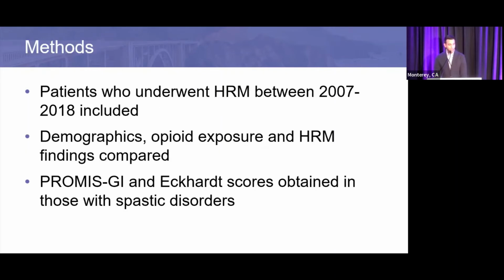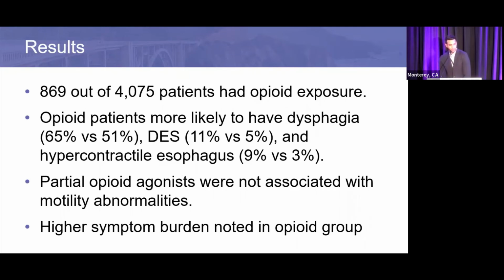So in patients who underwent high-resolution manometry from 2007 to 2018, demographics, opioid exposure, and manometry findings were compared. PROMIS GI as well as Eckhardt, which is just kind of a swallow score, were obtained in those with spastic disorders. And what they found, out of over 4,000 patients, 869 had opioid exposure to some degree. Those patients on opioids were more likely to have dysphagia, 65 to 51%. They were more likely to have spasm, and they were more likely to have hypercontractile esophagus.